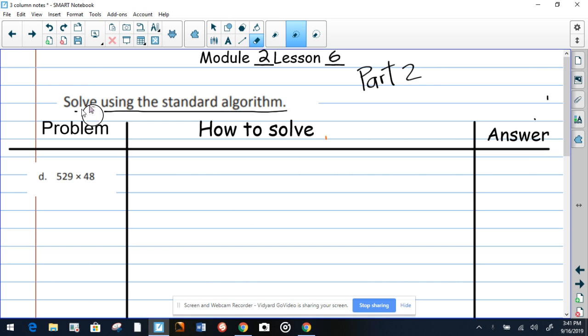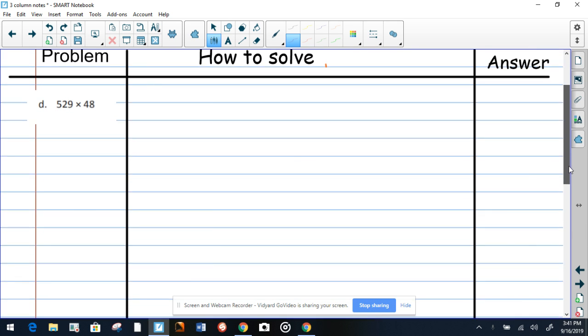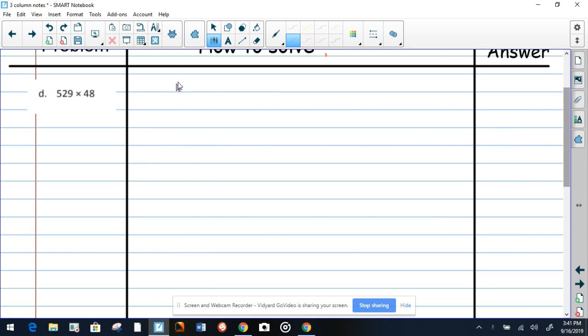Solve using the standard algorithm. Look at this, the standard algorithm. This is part two of lesson six. Let's set up our problem.